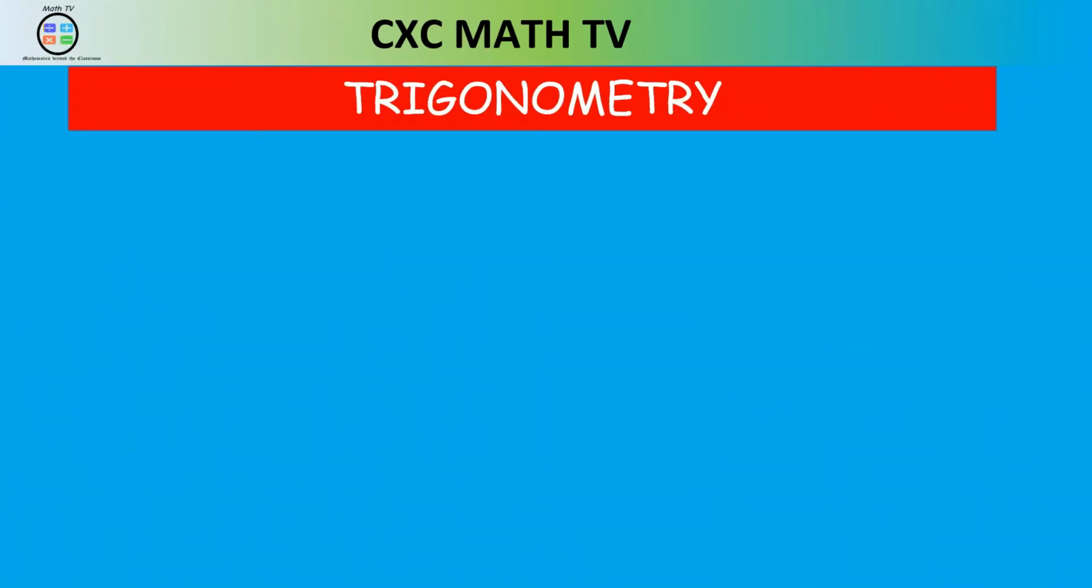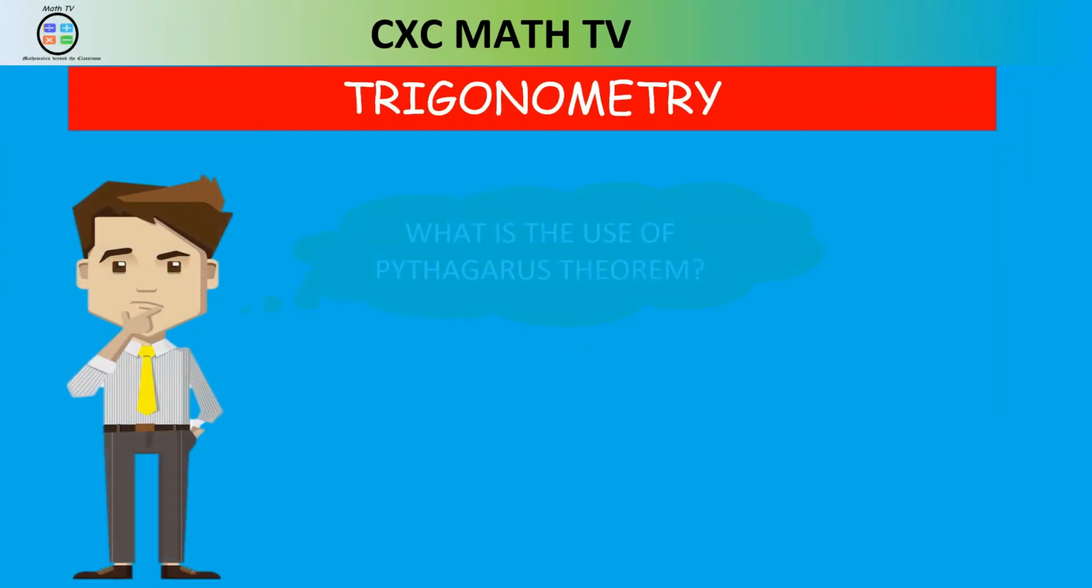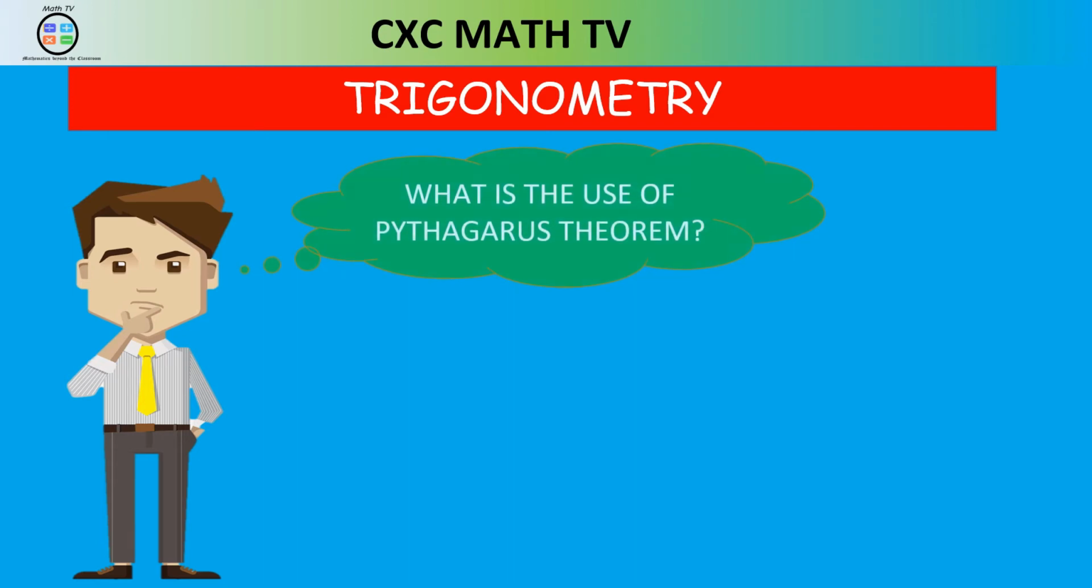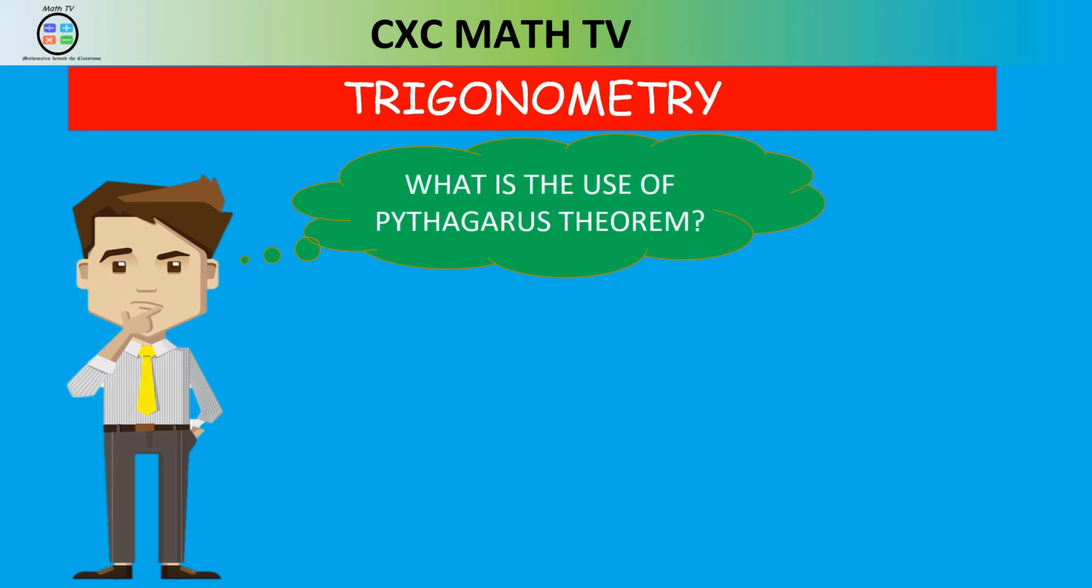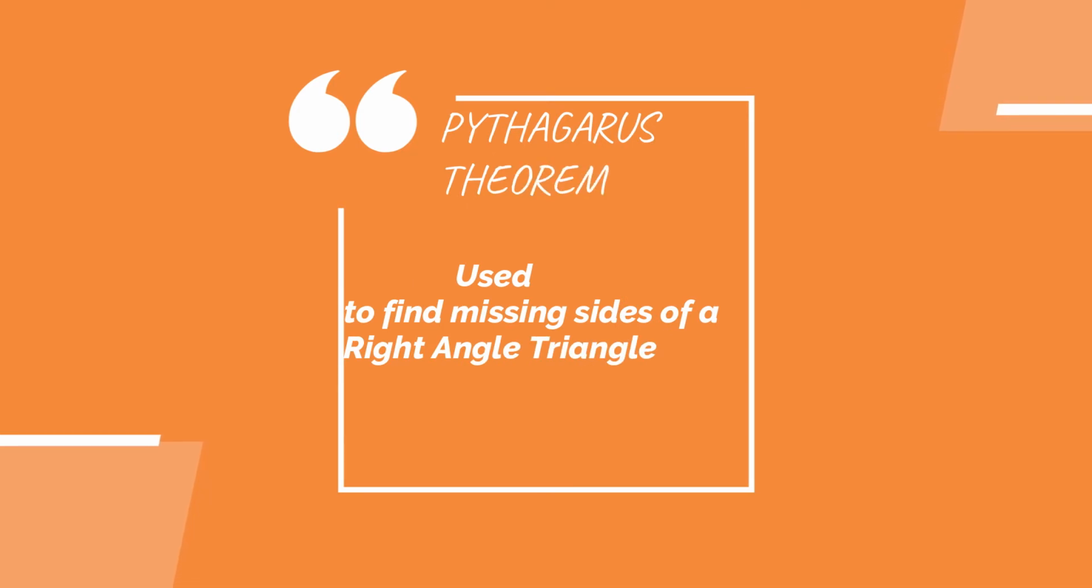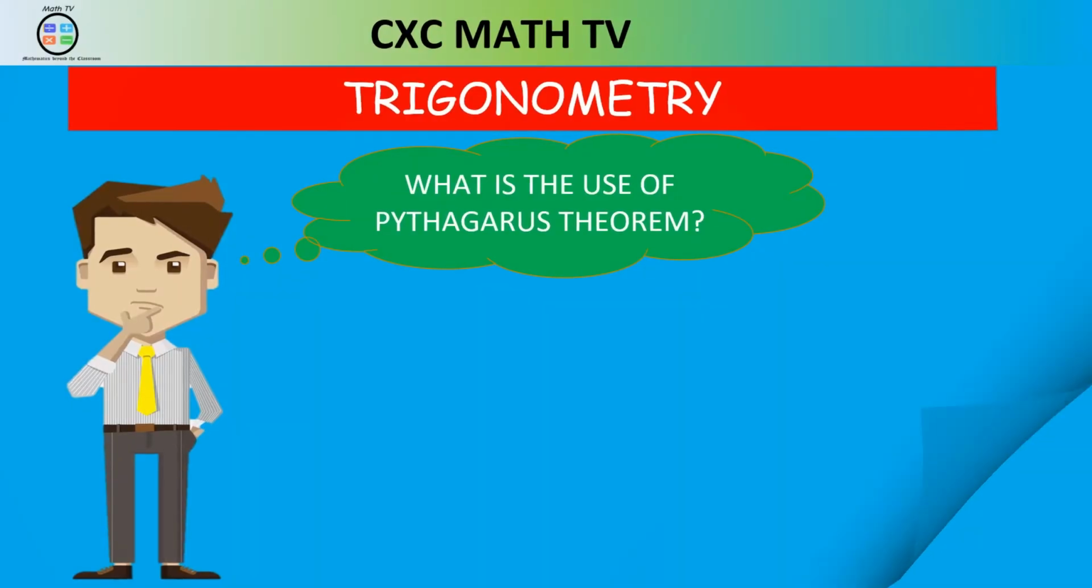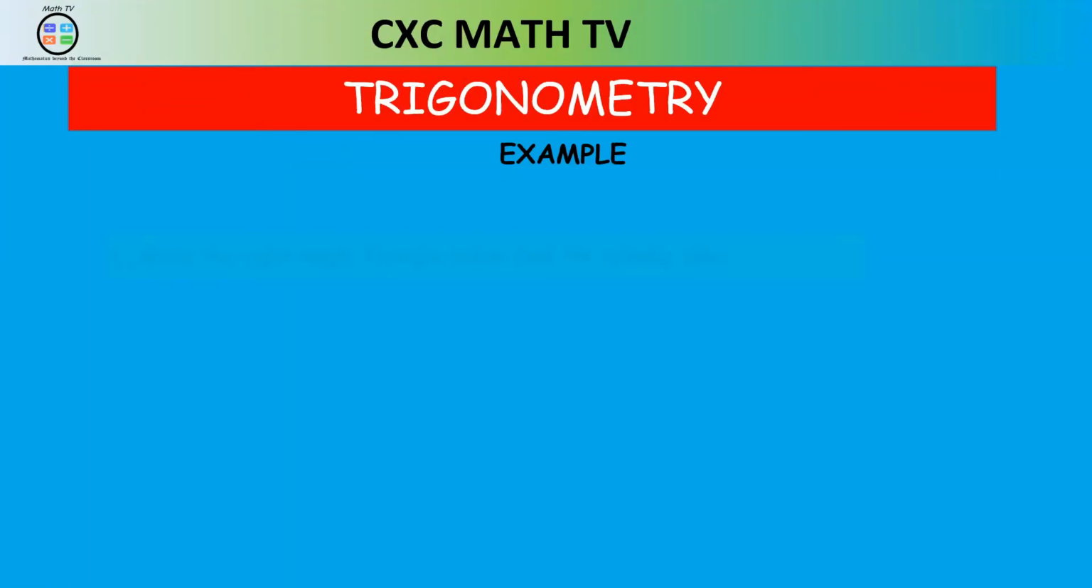Now that you've tried it and you should have realized that Pythagoras theorem works, what is the use of Pythagoras theorem in real life? Well, in real life, we use Pythagoras theorem in order to find missing sides of a triangle. All right, so let's look at an example. Given the right angle triangle below, find the missing side.